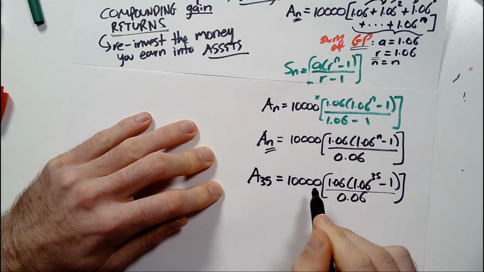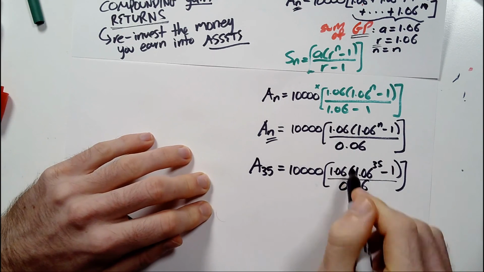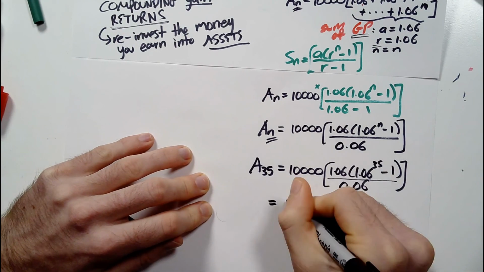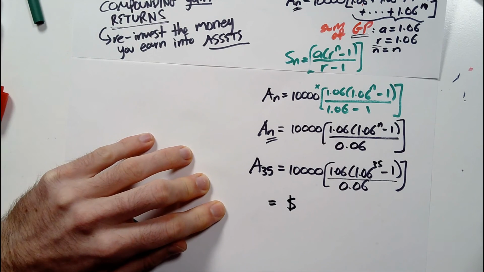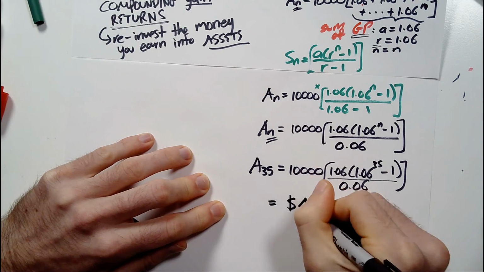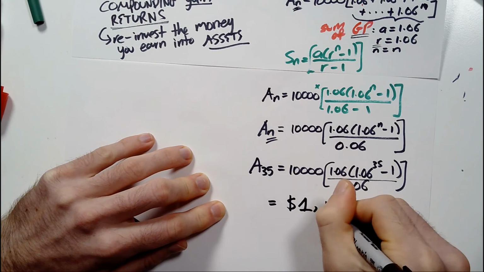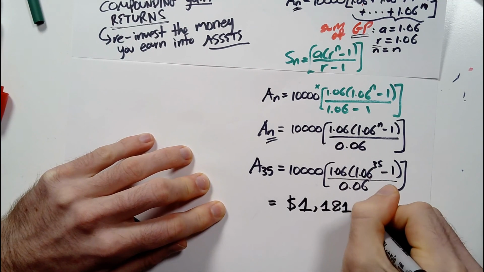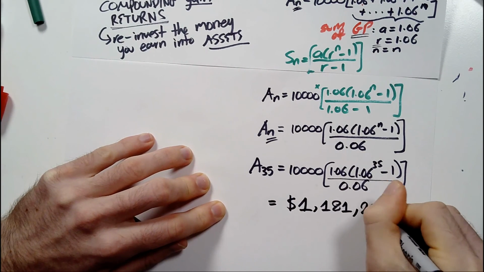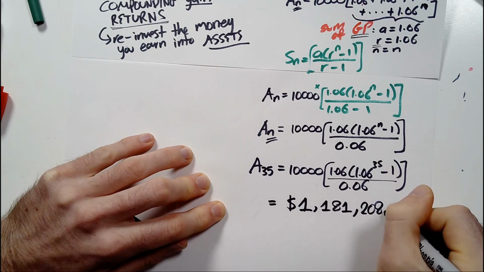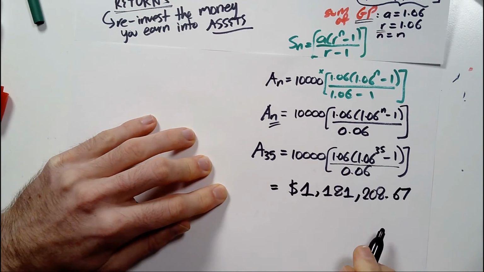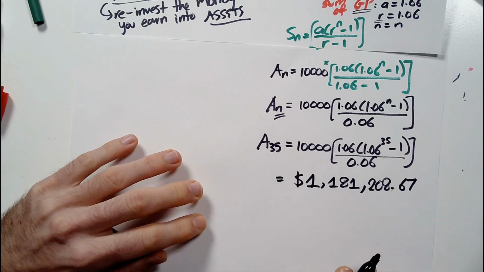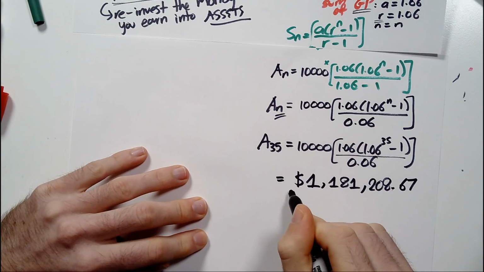And if you put all of that into your calculator right now, so we've just followed that formula very simply, you are going to get the amount, and I'll just get it here from my calculator, $1,181,208 and approximately 67 cents. So I've done some rounding there. Wow, well, that's a lot of money. So your account is worth over $1 million.